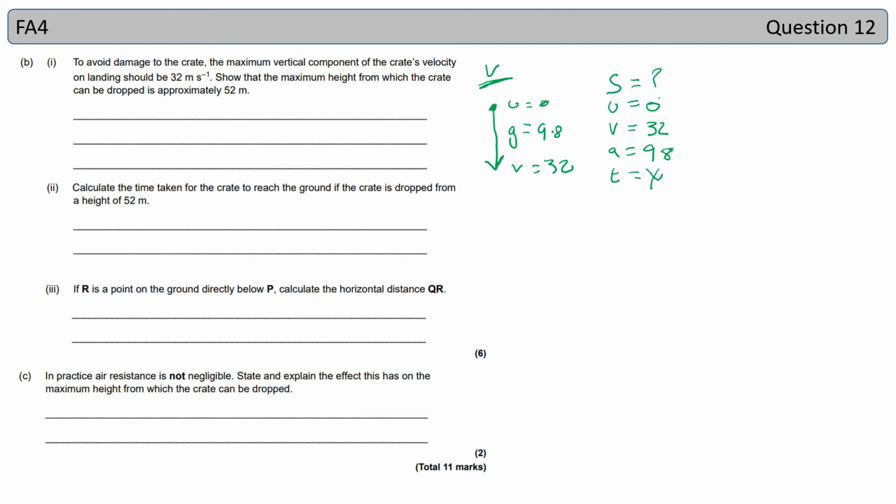So we need to select the correct equation. We have S, U, V and A, so we'll use V squared is equal to U squared plus 2AS. The U squared is going to disappear since U is 0. So therefore 32 squared is equal to 2AS. So our S is equal to 32 squared over 2 times our acceleration of 9.8, which gives us 52.2 meters, and that is approximately 52.